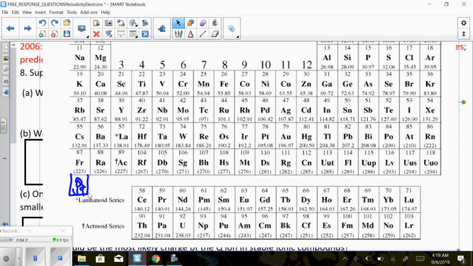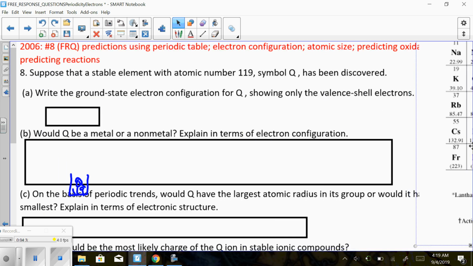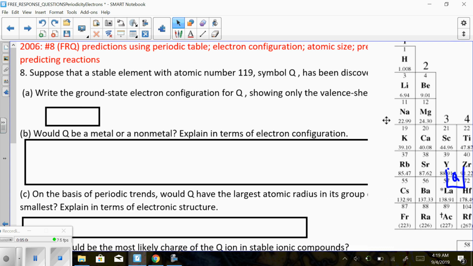Knowing that, let's look at those questions over here and answer them. If we know that element would be right here, what would be the electron configuration for the valence electrons? We might want to count the energy levels. We have 1, 2, 3, 4, 5, 6, 7. Okay, that would be 8s1 for element Q, right down there.